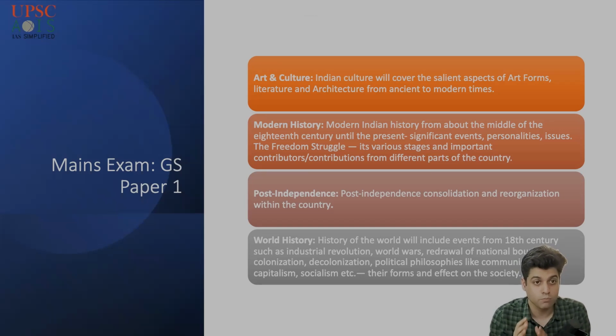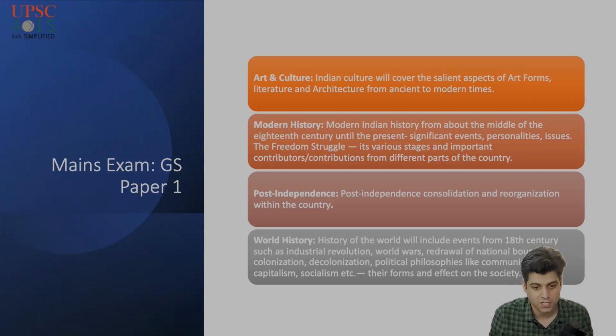Whereas the next topic is modern history. Modern Indian history from about the middle of 18th century until the present. Significant events, personalities, issues. Then the freedom struggle, its various stages, and important contributors or contributions from different parts of the country. Then comes the topic post-independence, that is from 1947 onwards. Post-independence consolidation and reorganization within the country is the third topic.